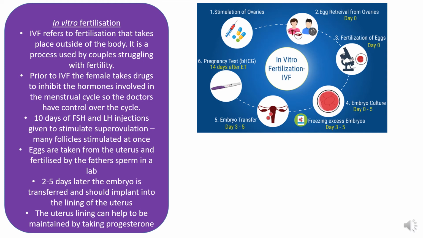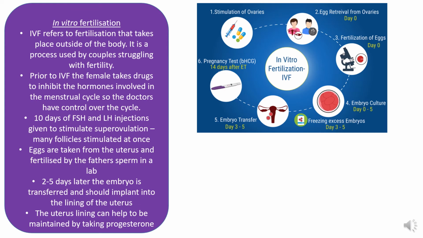Before the IVF starts, the female has to take drugs to inhibit all of the reproductive hormones involved in the menstrual cycle. And that means that doctors have control over the cycle, and they can decide when everything occurs, because things have to occur in a certain sequence in order for the IVF to be successful. So the female would then be given about 10 days of FSH and LH injections. And what this does is it stimulates something called superovulation. So it means that many of those follicles develop rather than just the one that would usually develop every month. So lots and lots of them develop.